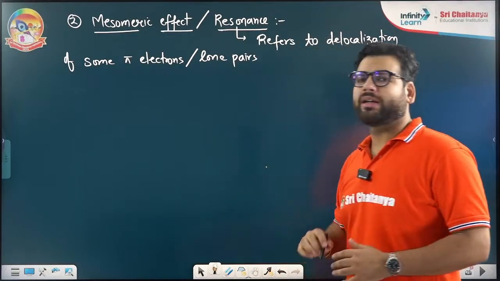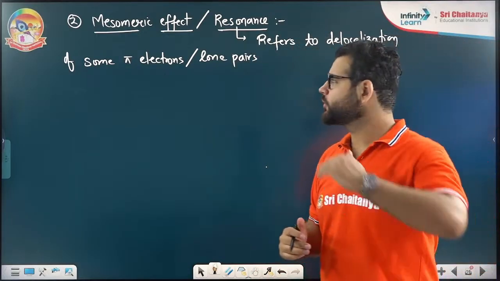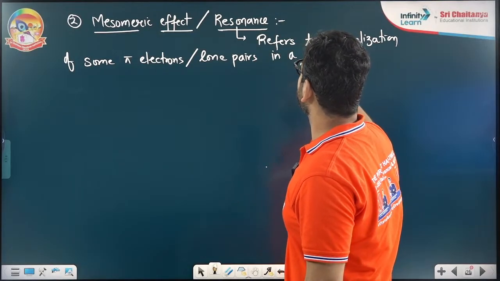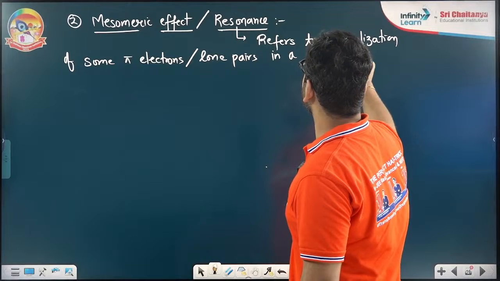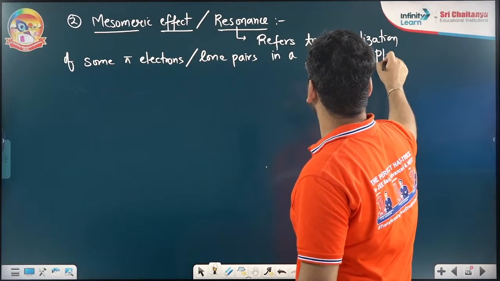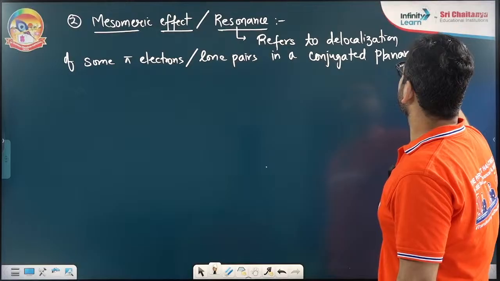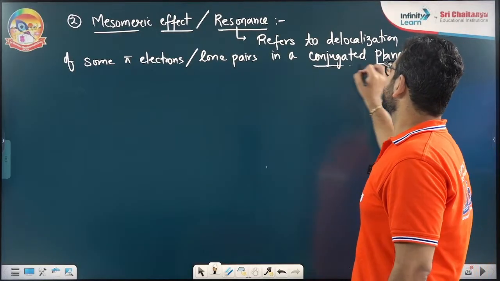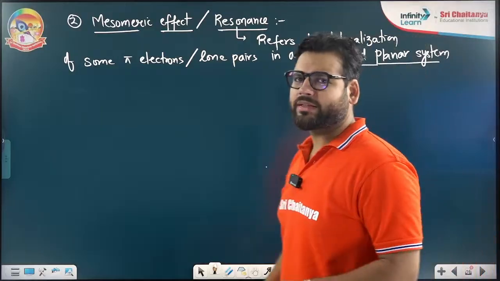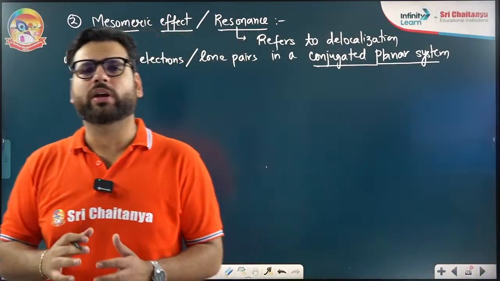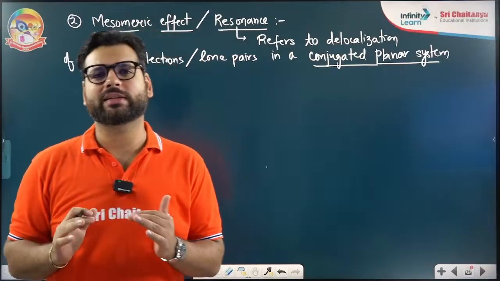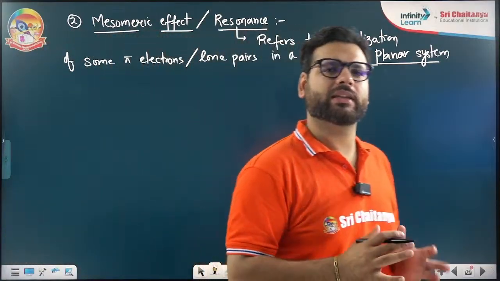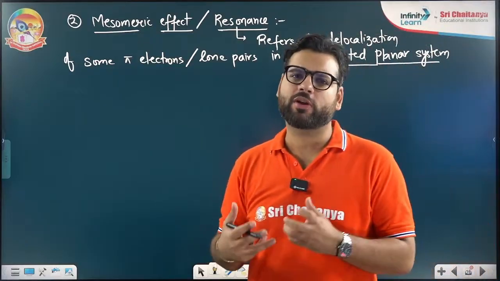It refers to delocalization of some pi electrons or lone pair electrons in a conjugated planar system. This planar is also important. Planar means all the atoms where the conjugation is present must lie in the same plane. All the atoms on which conjugation is present must lie in the same plane. It is a necessary condition for resonance.